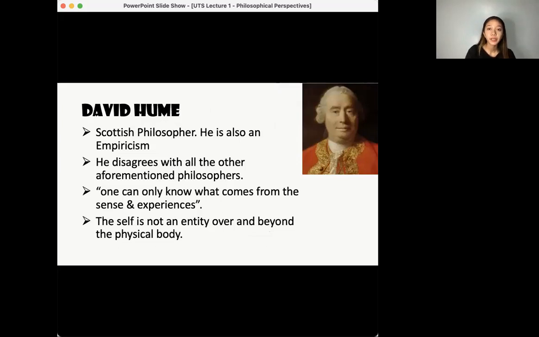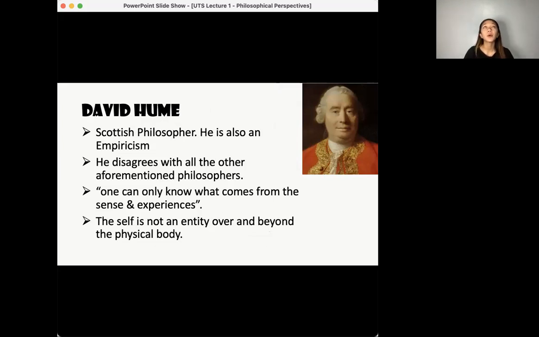Next philosopher is David Hume. David Hume is a Scottish philosopher. He is also an empiricist. So what is empiricism? Empiricism is a school of thought that espouses the idea that knowledge is only possible if it is sensed and experienced.